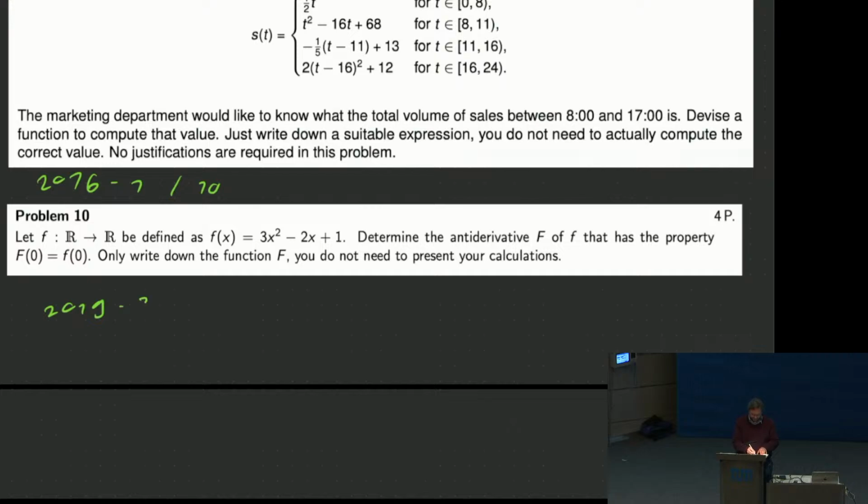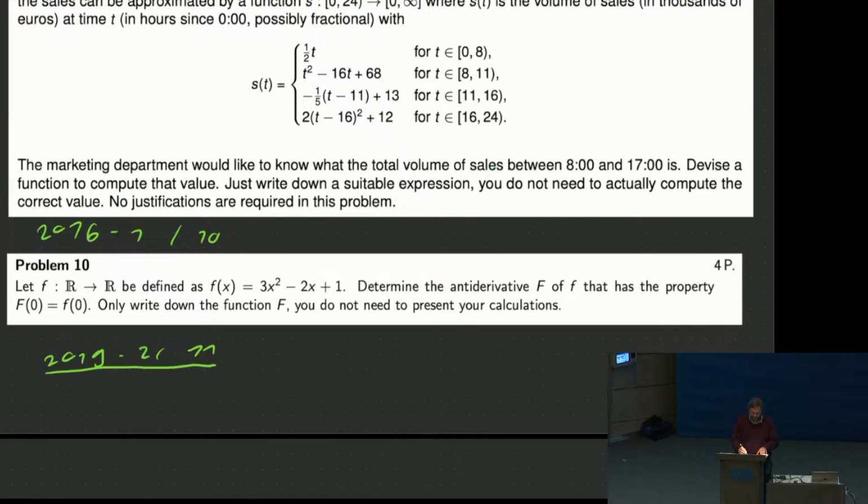That was 2019-211. So you have this function here, basically a piecewise defined function, 4 different intervals, and I'm asking for the total volume of sales. So this is the sales at any given point in time. I'm asking for the total volume of sales between 8 and 17:00. Devise a function to compute that value. And the question just asks you to write down a suitable expression, no computations necessary.